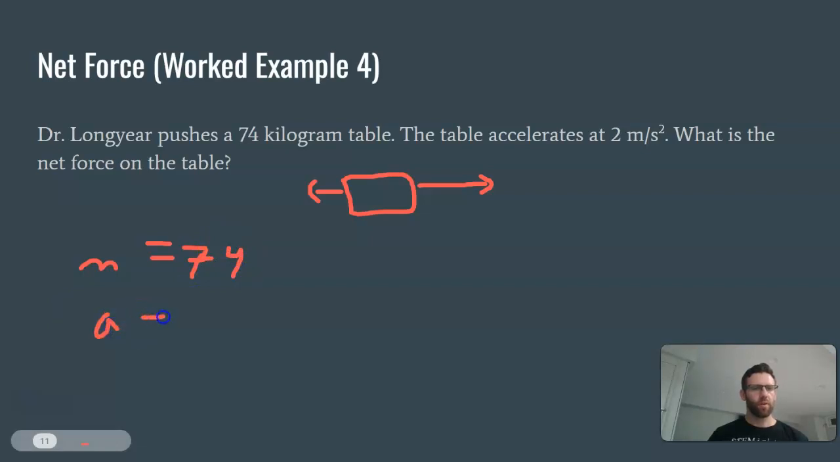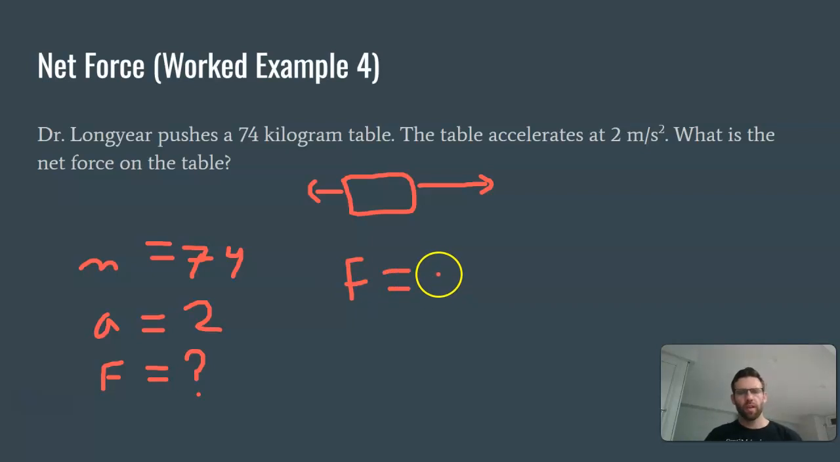Well, I don't need to know all the forces in this case. What I do know is that the net force, the overall force, is just going to be the mass times the acceleration. So I just multiply my two numbers. The net force, or the total force, is just going to be 74 times 2. All right, and I'll leave it there. I think you can see what I did there. I just said force equals mass times acceleration.